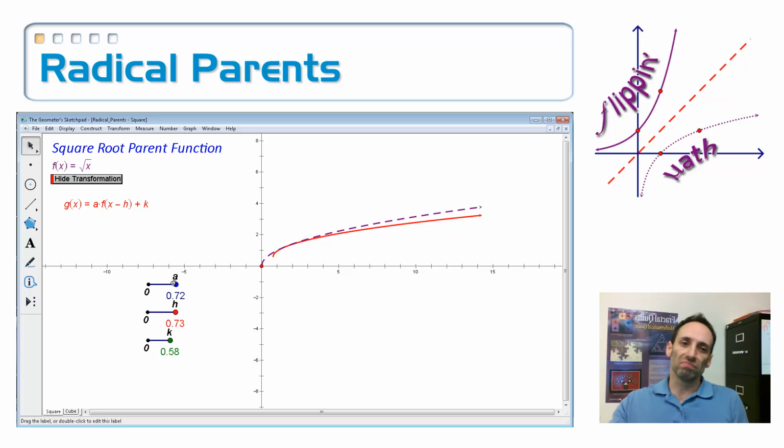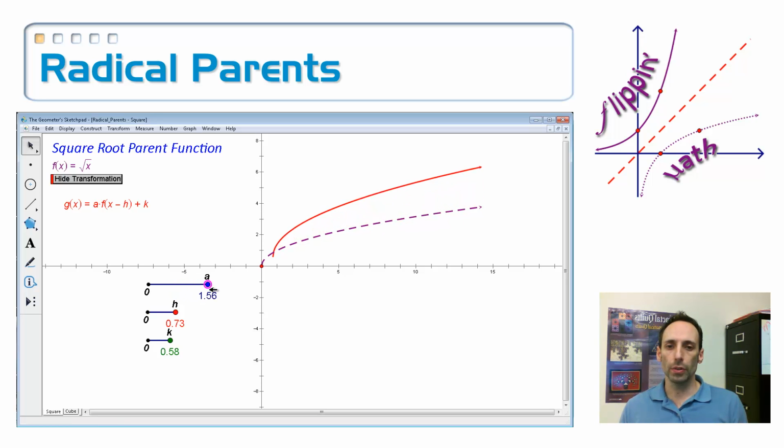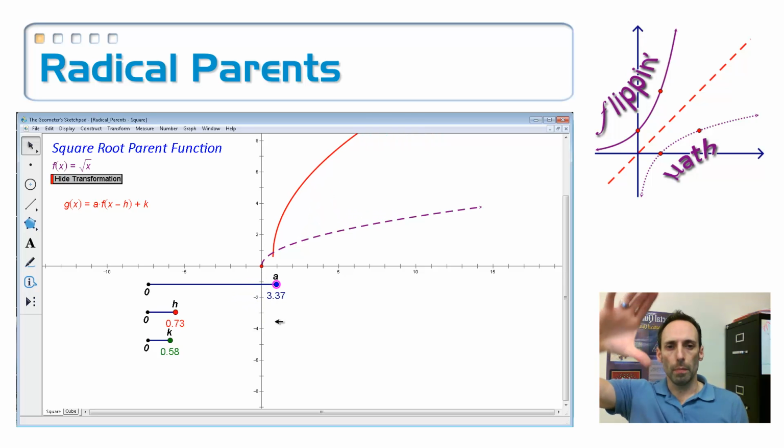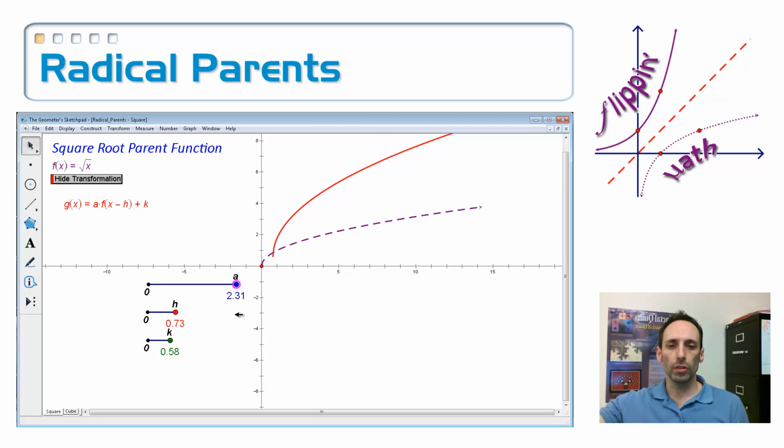So let's just see again what these things do. If I stretch my a, if I make it bigger than 1, it is vertically stretching my graph. It's affecting the y values. It's multiplying all my y values by whatever that number is. So for example, if it is 2, it is multiplying all the y values by 2. Okay.